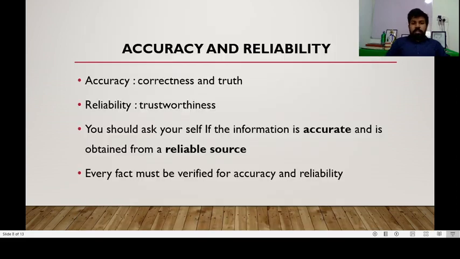The third property that we consider is accuracy and reliability of the document. Accuracy means correctness and truth, and reliability means trustworthiness. You have to consider these factors especially. So how do you recognize accuracy or reliability? You should ask yourself whether the information is accurate and obtained from reliable sources, and every fact must be verified for accuracy and reliability. One thing you can do is search their citations. In most articles you can see different citations present inside the paragraph.